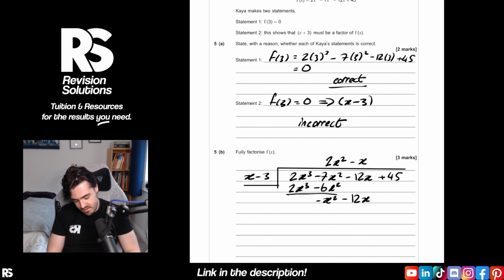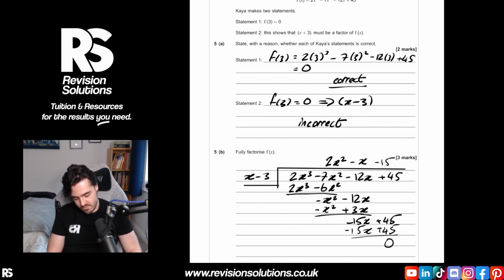Then multiplying through again, x times minus x gives us our minus x squared back. And then minus 3 times minus x, that gives us plus 3x actually. So then subtracting off, that's minus 12 minus 3 is minus 15x. And I'm going to write down the plus 45 again. And repeat the step one last time. Minus 15x divided by x would give us minus 15. And multiplying through, we'd have minus 15x plus 45. And subtracting off, we do get a remainder of 0, just to check that we've got it actually right.